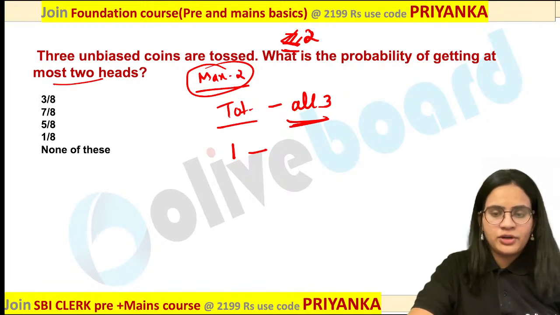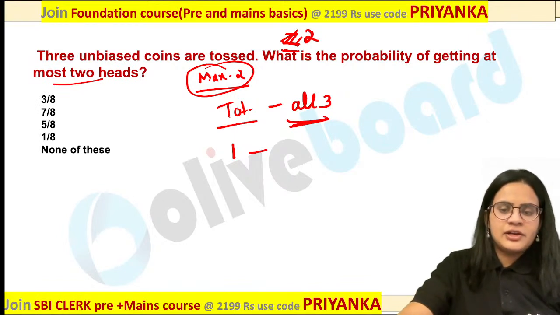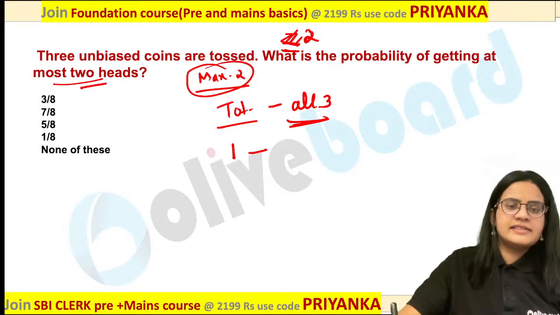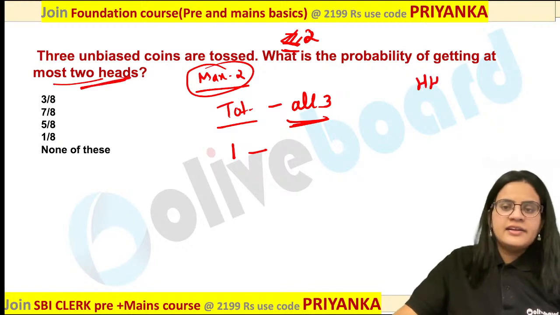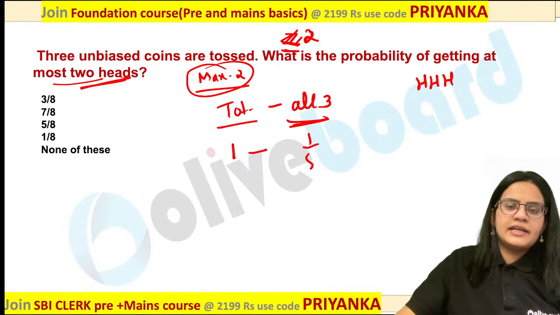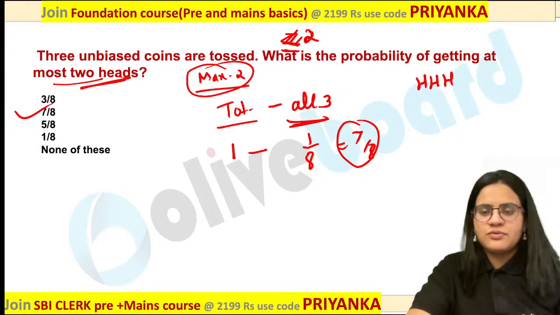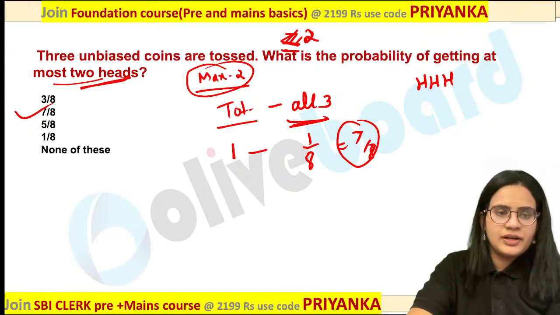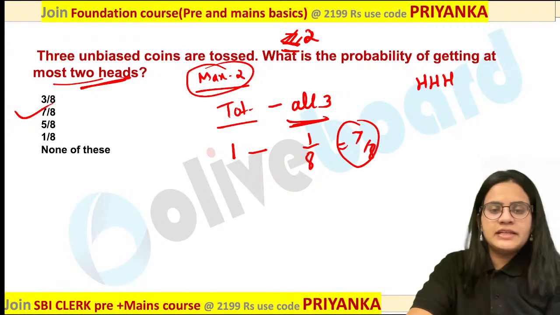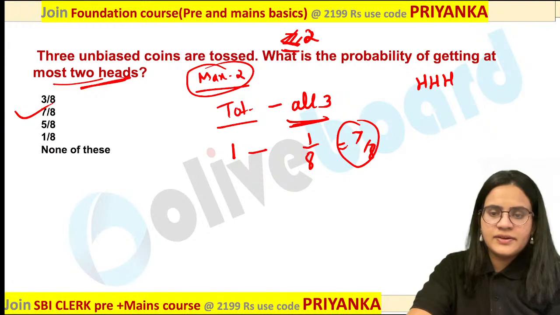Everybody is getting my point over here? So what would be the answer? When all are heads, that is nothing but the 1 by 8 case. So you are going to get your value as 7 by 8 over here. Everybody is following this? This question was a simple conceptual question over here. 7 by 8 would be the value in this case. Arul, did you get the answer in this?